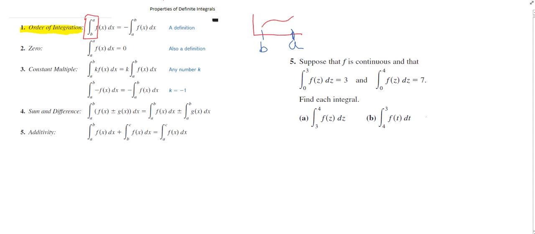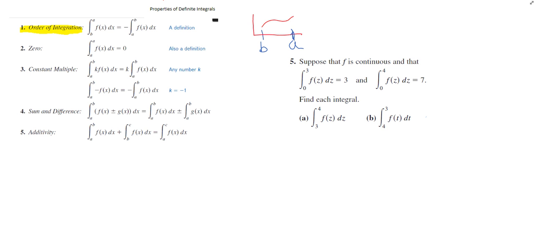So if you switch the order of integration, the natural order is to put the smaller number on the bottom, and then the larger number on top. And this just basically says if you switch that order, then the definite integral just becomes the opposite. So if you had a positive, it ends up being a negative. If you had a negative, it ends up being a positive. So we'll take a look at one like that in our homework, I'm sure.